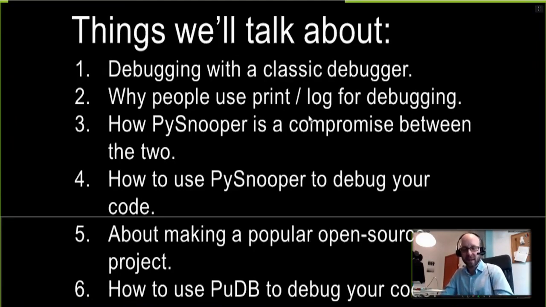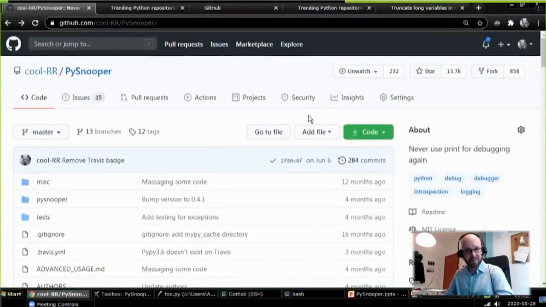Okay, so the next item is, let's talk about making a popular open source project. So I created PySnooper 1.5 years ago, and it's gotten real popular. I posted on Hacker News and on Reddit. I got lots of upvotes, and it went viral. And that's why it has 13,000 stars, almost 1,000 forks. Lots of people watch it, lots of people contributed to it. It's been pretty amazing. I was very happy when that happened.